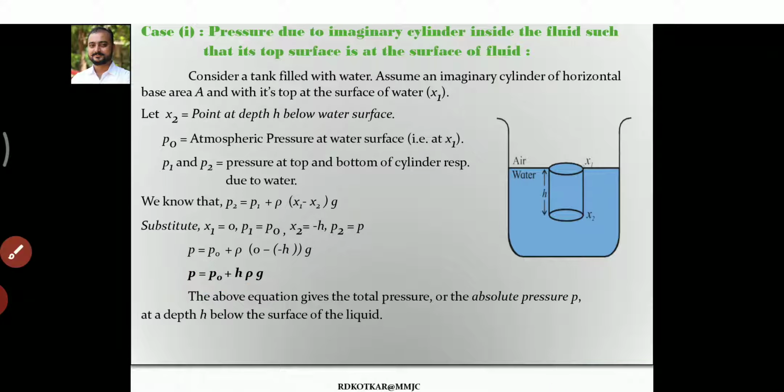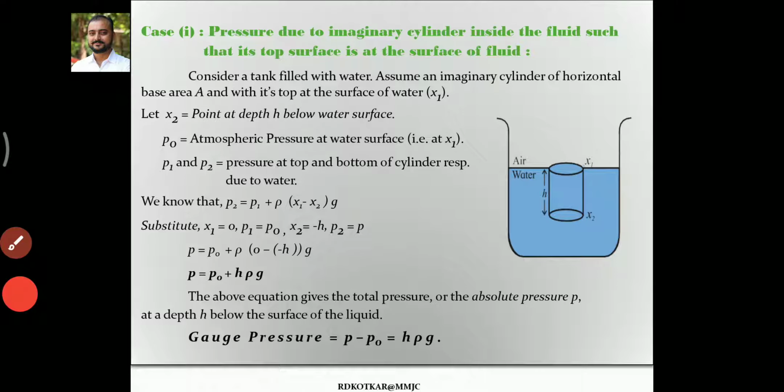In this formula, this h into rho into g is called the gauge pressure, which is the difference between atmospheric pressure and absolute pressure. So in this manner, this is the first case. Similarly, we have to study the next case.